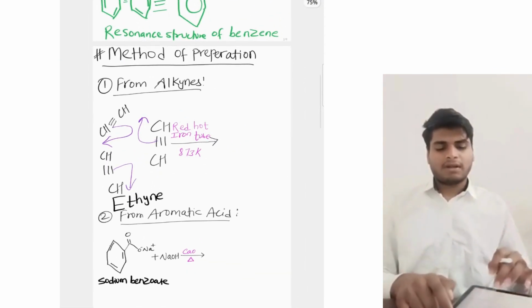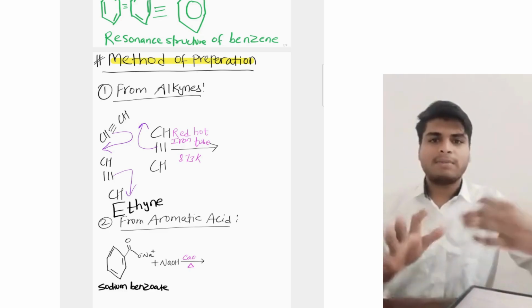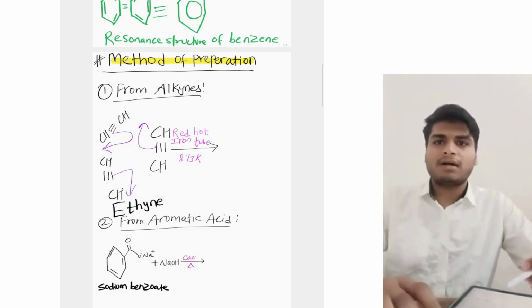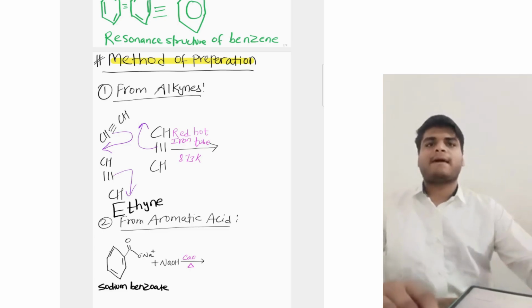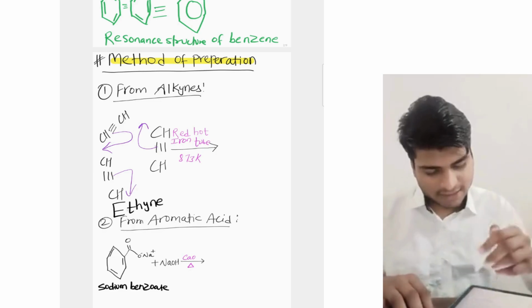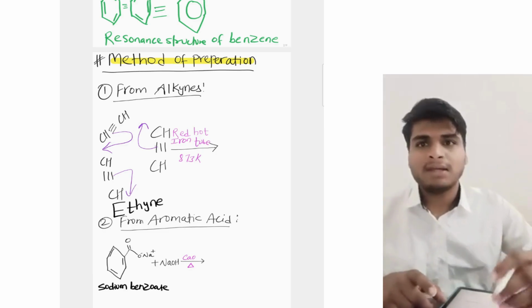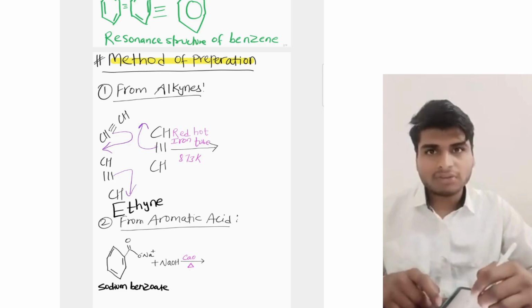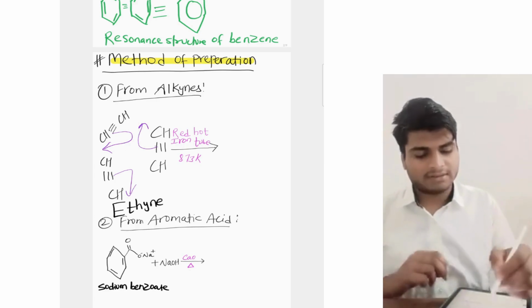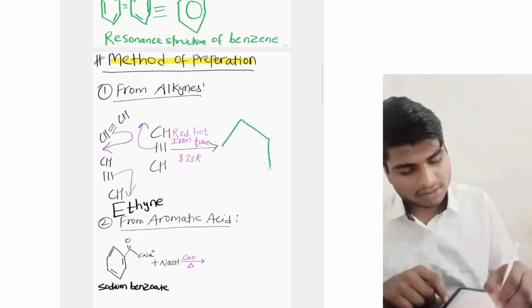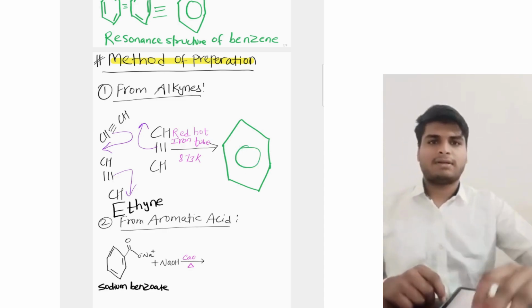Now let's start with the method of preparation of benzene. How can benzene be formed? It can be formed from ethyne, from the alkynes. In this process, ethyne is passed through a red hot iron tube at 873 Kelvin. The ethyne molecules will undergo cyclic polymerization to form benzene. In this cyclic polymerization, this will be formed, and this can be written as benzene.